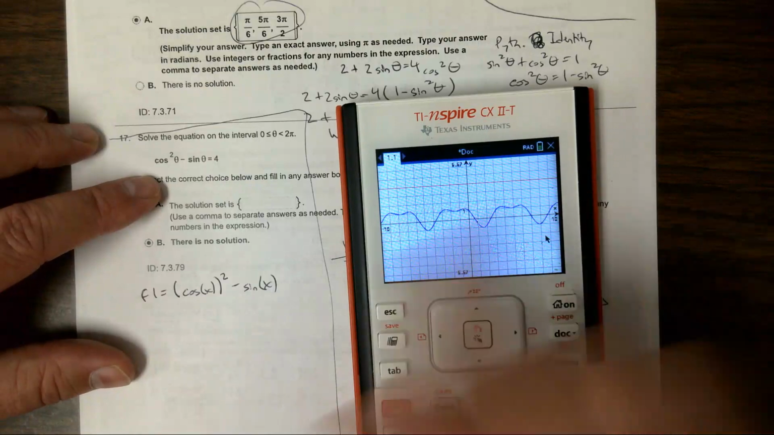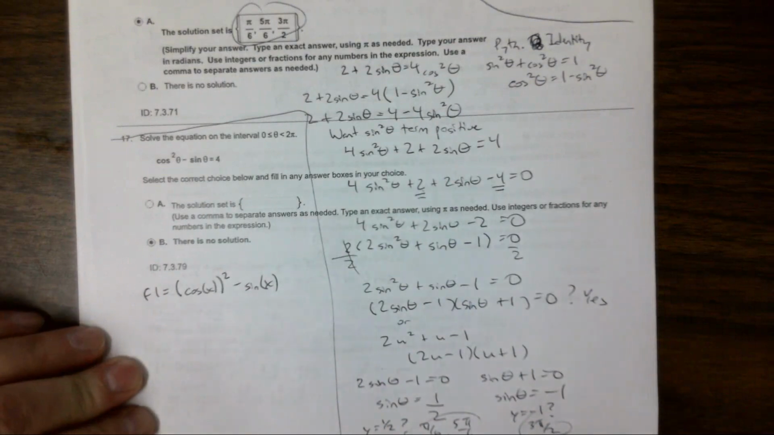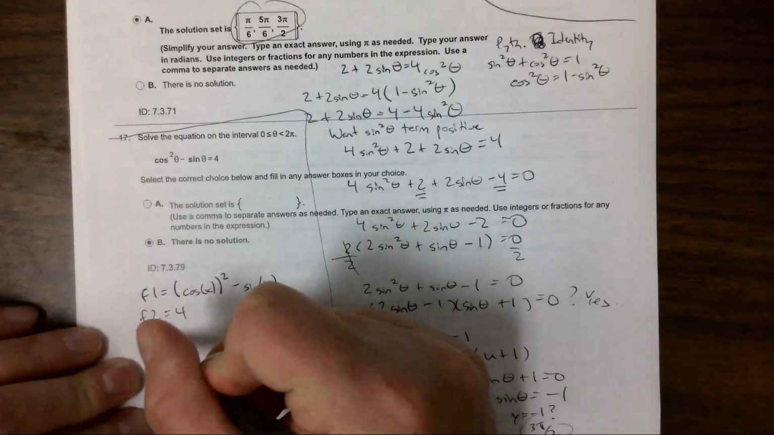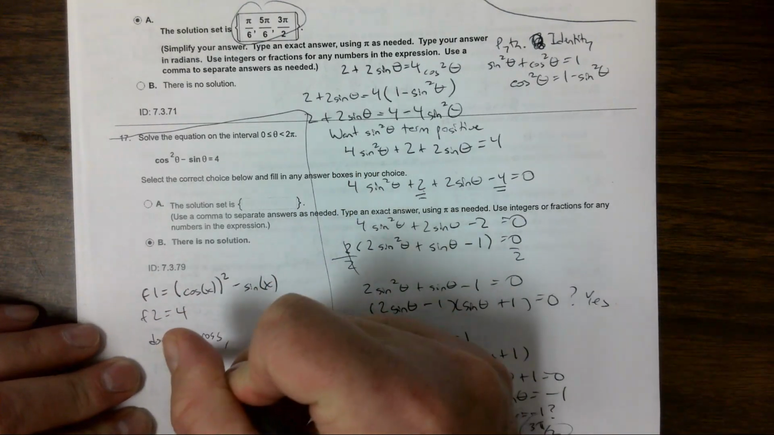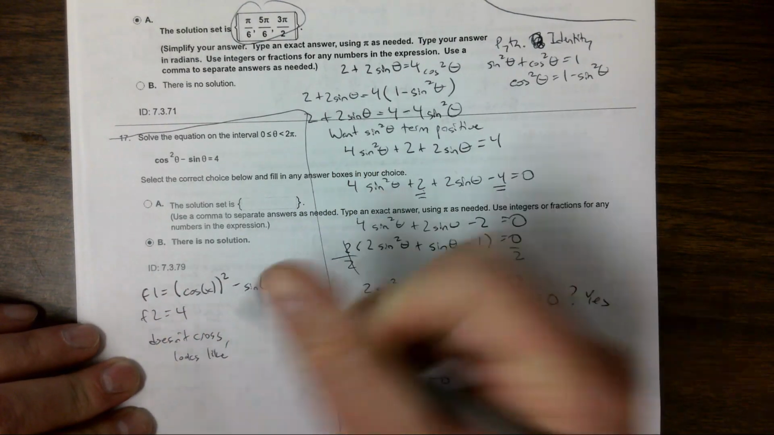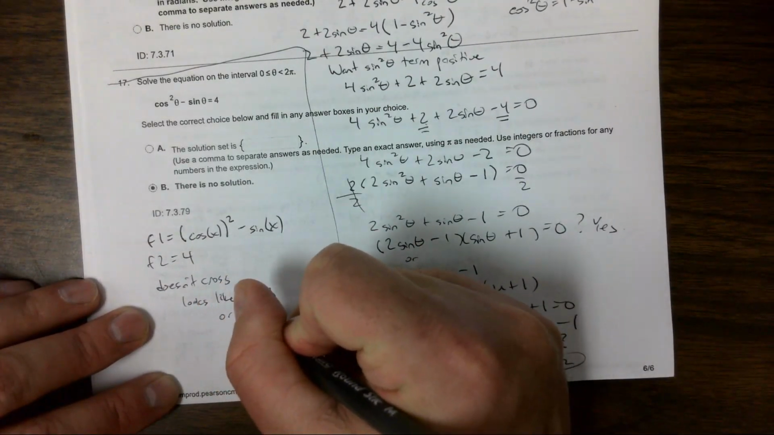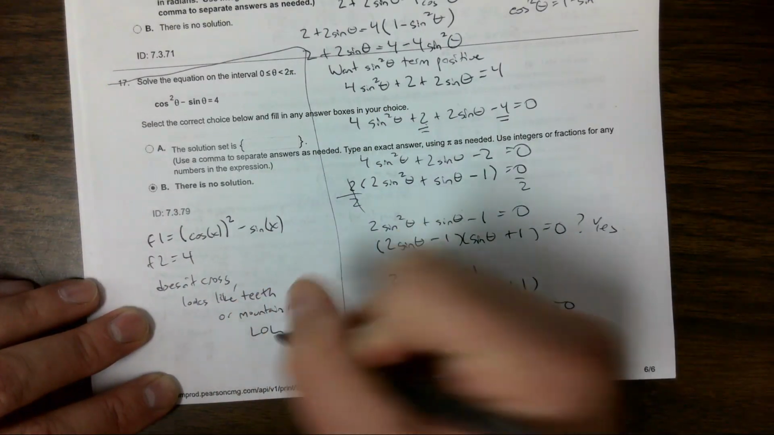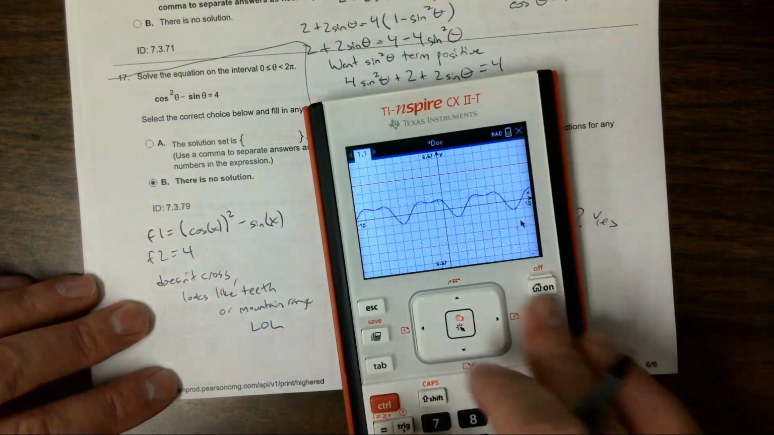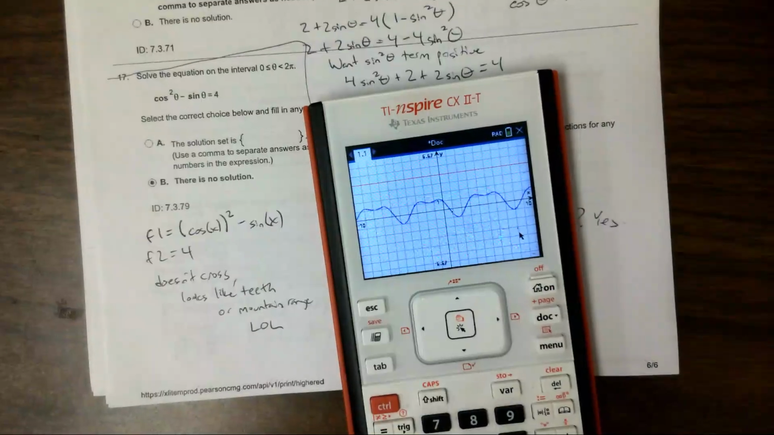Well, that doesn't cross at all. No solution. Doesn't cross. Looks like teeth. Or a mountain range. If it does not cross, there's no solution. If it did cross, you'd have to do the intersection and get it. All right, hope all those help.